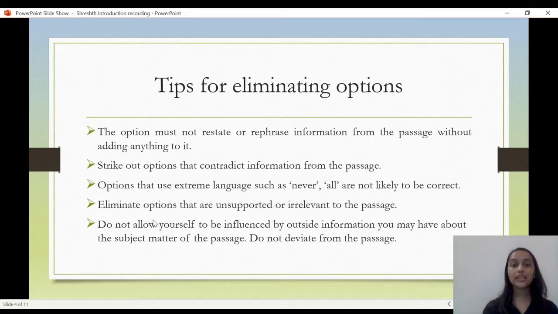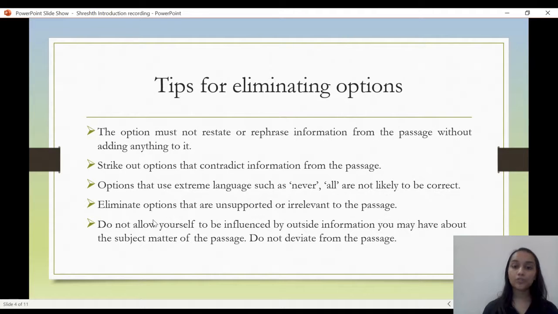Third, options that use extreme language such as never or all are not likely to be correct. Usually the information provided on which your inference-based questions are asked are nuanced statements. So those options which have extreme words like never, all are not likely to be the correct answers.